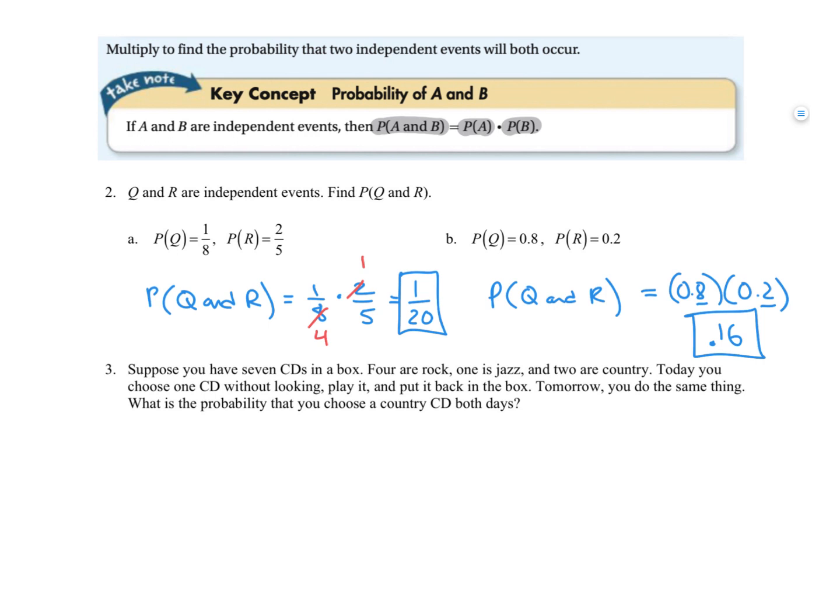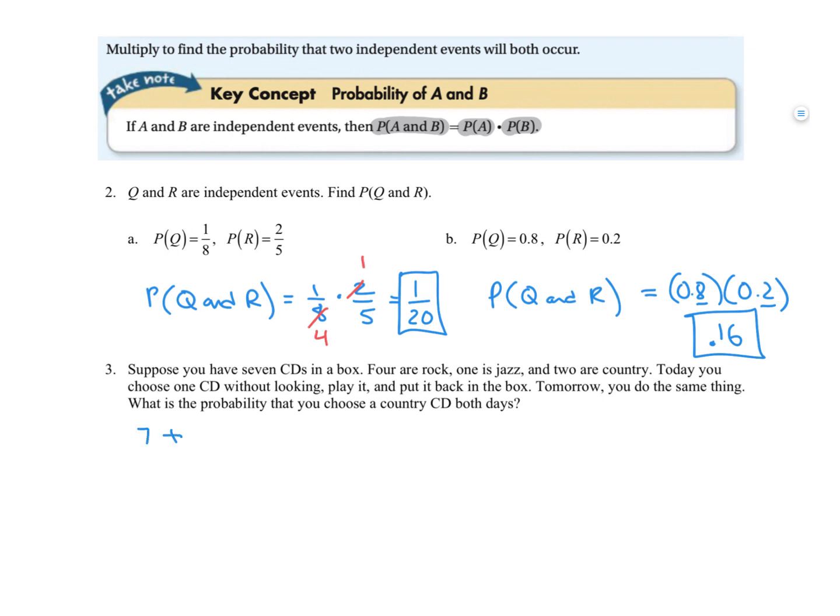Okay. Now a problem in context. Suppose you have 7 CDs in a box. 4 are rock, 1 is jazz, and 2 are country. Today you choose one CD without looking, play it, and put it back in the box. Tomorrow you do the same thing. What is the probability that you choose a country CD both days?